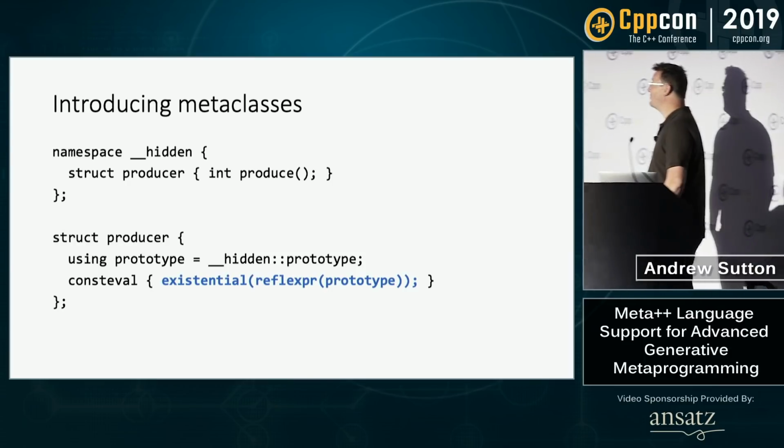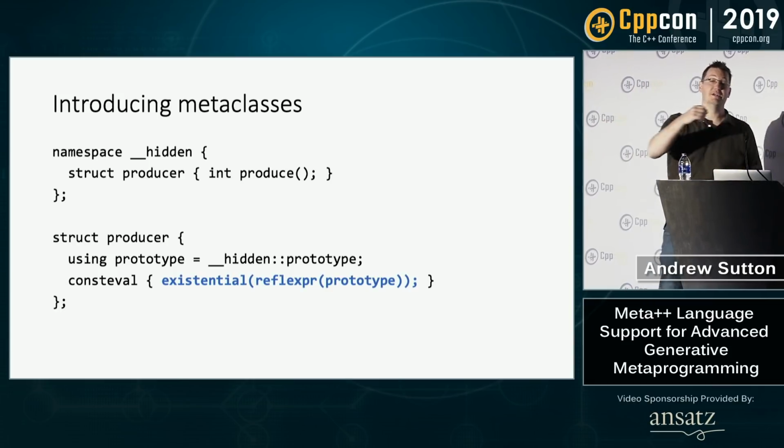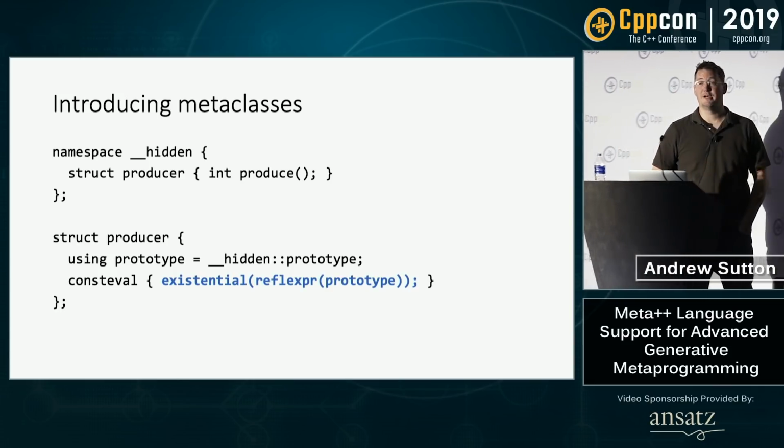So the way we do this is we take the initial class definition, that initial producer, and we stuff it into a hidden namespace. Just put it out of the way, put it out of your mind for a second.